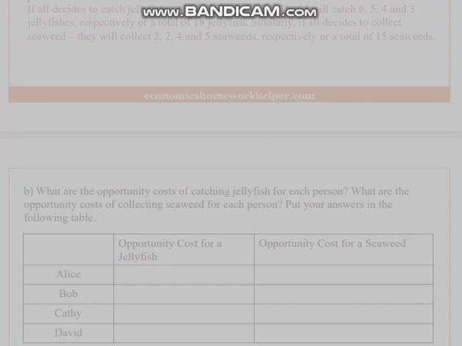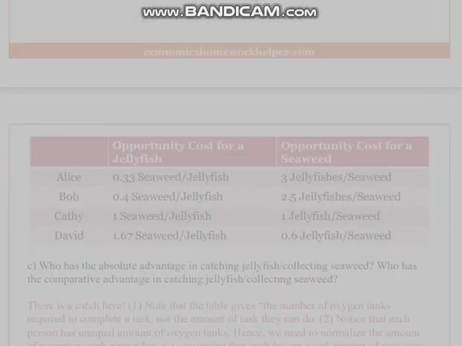The logic is as follows. Alice faces a trade-off of either 6 jellyfish and 0 seaweed or 0 jellyfish and 2 seaweeds. Hence, for Alice, the opportunity cost of a jellyfish is 2/6 equals 0.33 seaweed/jellyfish, giving up 2 seaweeds for 6 jellyfish, and the opportunity cost of a seaweed is 6 divided by 2 equals 3 jellyfish/seaweed, giving up 6 jellyfish for 2 seaweeds. The similar logic applies to the rest of the population. Here's the completed table.